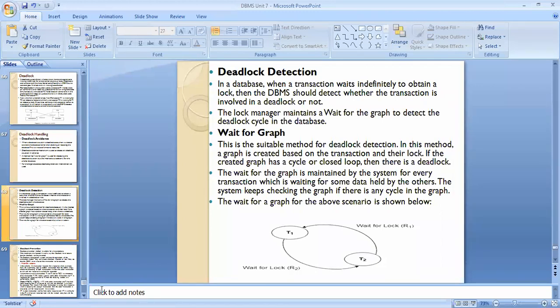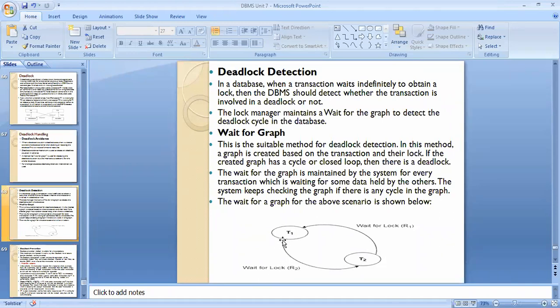See here, we are also drawing the precedence graph for n number of transactions. And in that graph, if a cycle is created, then there is a deadlock present. Otherwise, our transaction goes smoothly. This is the suitable method for deadlock detection. In this method, a graph is created based on the transactions and their locks. If the created graph has a cycle or closed loop, see now over here, this is the cycle.